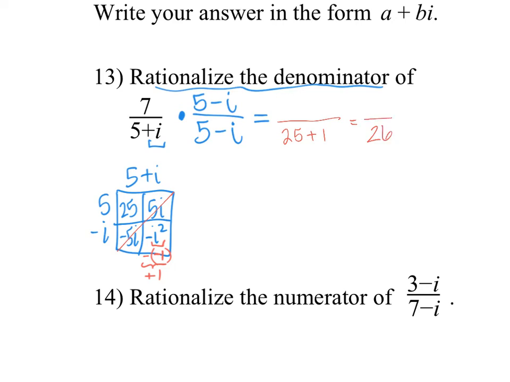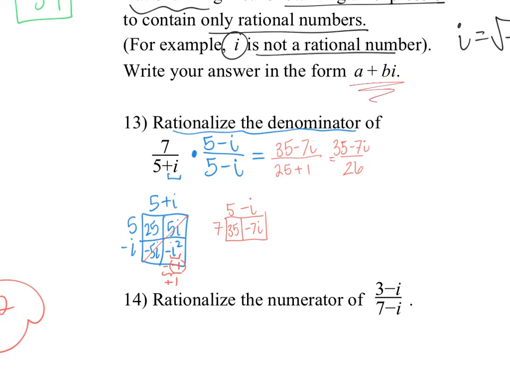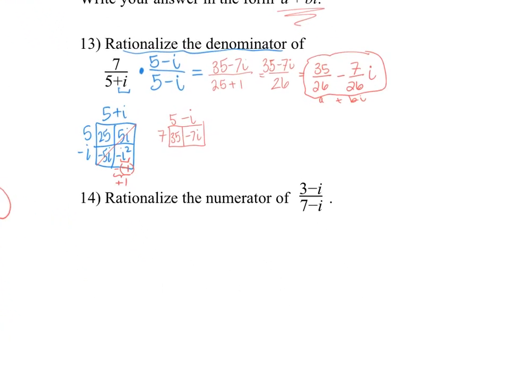And the numerator, we're going to multiply. I can make a little box again if you want. This one's just really distributing by a single term, so it's not as bad. 35 minus 7i. So 35 minus 7i. And we're going to write that all over 26. Now, it did say up above to write our final answer in that a plus bi form. So I'm going to separate this kind of ugly looking fraction to be 35 over 26 minus 7 over 26i. And this would be written in that form, a plus bi.